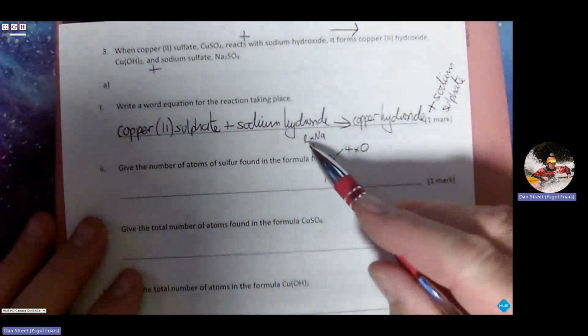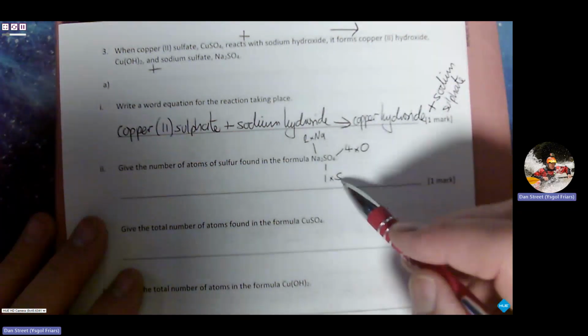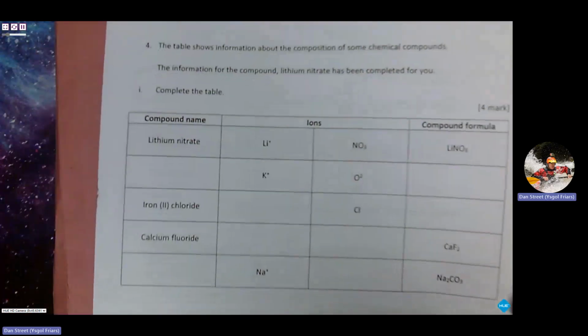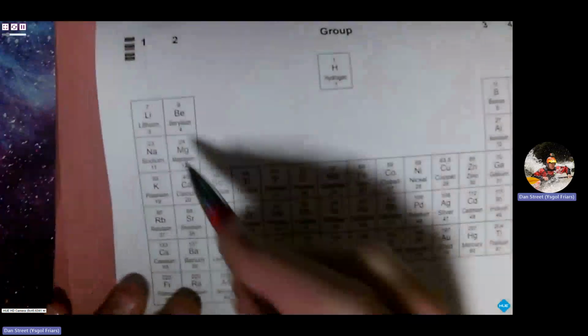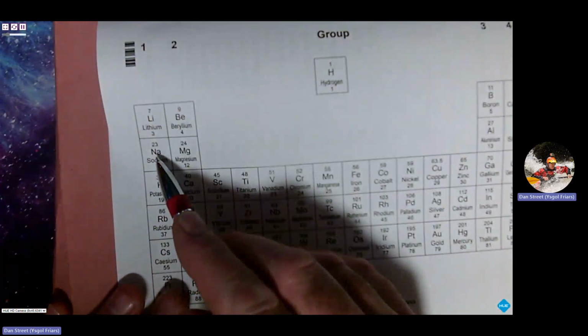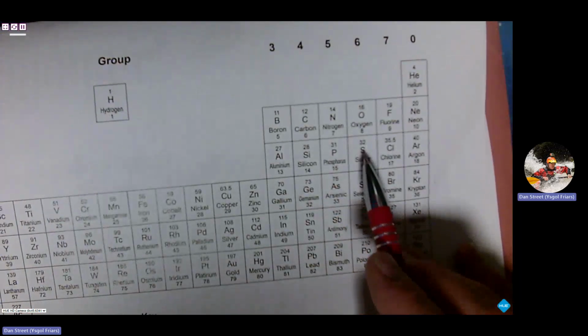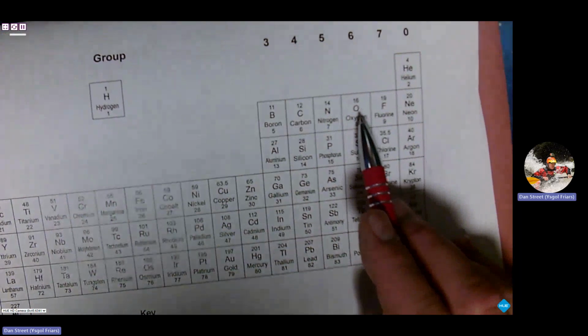Now, if you're not sure about these symbols and which elements they are in any of the questions, you can always turn to the back page where you'll find a periodic table. So just to double check, Na is over here, that's the sodium. S on its own, a capital S is here, which is the sulfur, and O is there, which is the oxygen. It's just to double check that you've got the right elements.